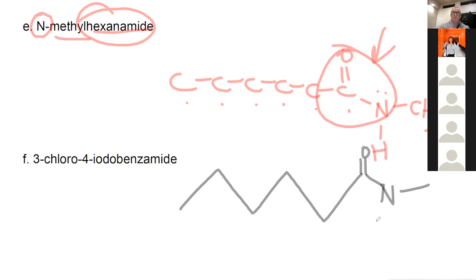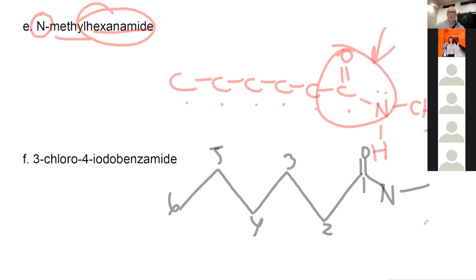So that would be carbon 1, 2, 3, 4, 5, 6. If there were any substituents on the hexanamide, we would say 2, 3, 4, 5, 6, whatever it is. But if it's on the nitrogen, we say N. That just tells you where the substituent is. If there's a number, it tells you it's on the longest run of carbons. And in this instance, the longest run of carbons is the hexanamide.